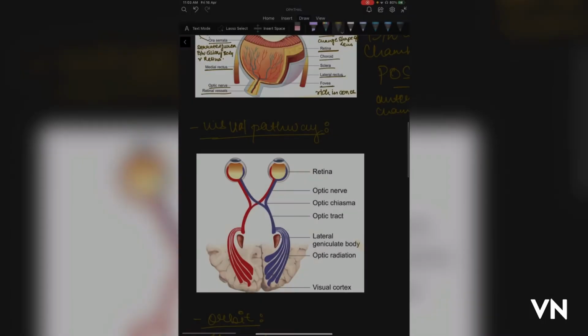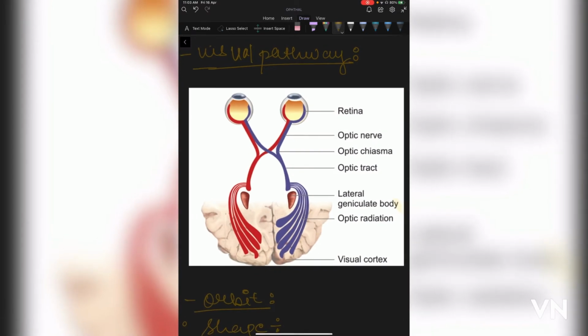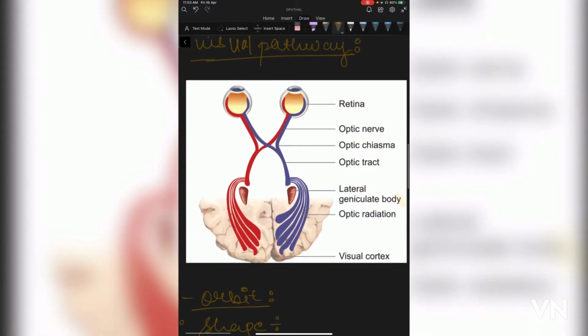Today we will be covering the visual pathway. I'll be explaining this on this diagram only. So now there are two things to this visual pathway. One is from where do the fibers come, where there is an optic chiasm, and which fibers cross, which do not cross. Okay.